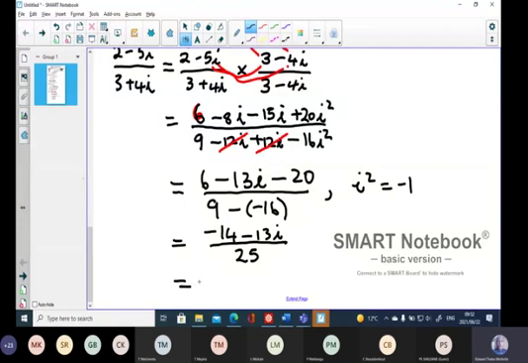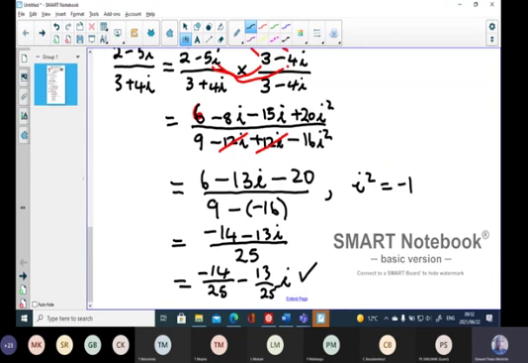You should always write your solution in the form of a plus bi. So this will be minus 14 over 25 minus 13 over 25 i. So we end here. We have divided those two problems. Okay, so this is basically how you do division of complex numbers.